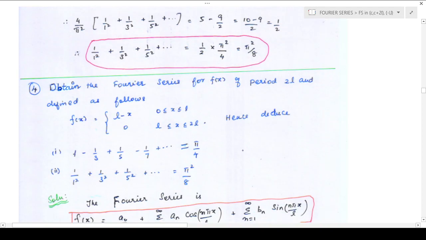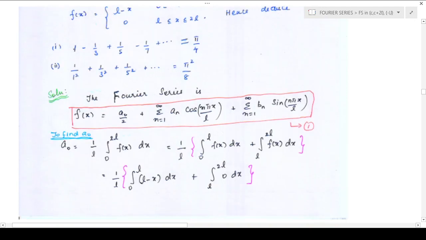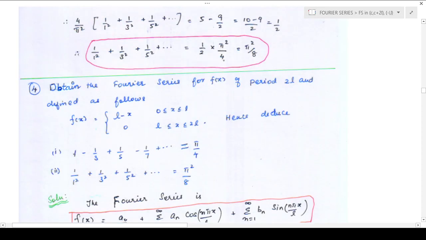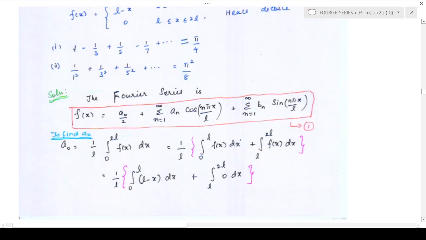The next question, fourth question is, obtain the Fourier series for f of x of period 2L and defined as follows. It is L minus x in 0 to L, 0 in L to 2L. They are asking for two deductions, right? First, it is, what is a? 0 to 2L. What is the half the interval length is L. So, your Fourier series will be like this.